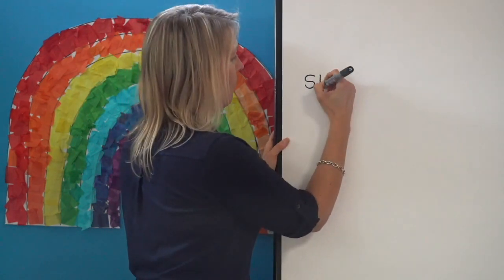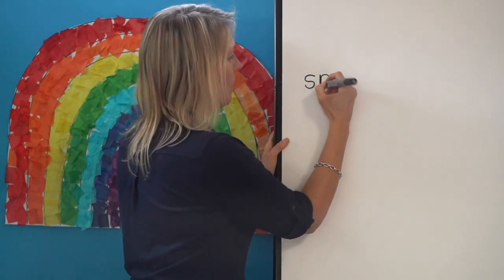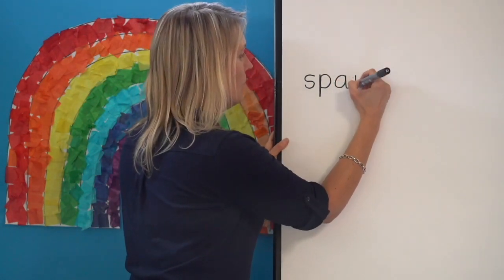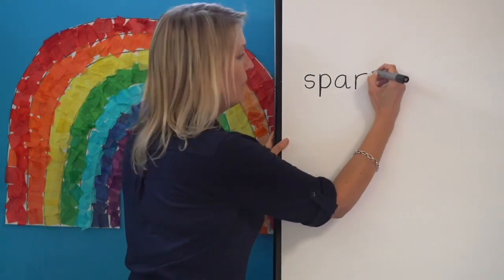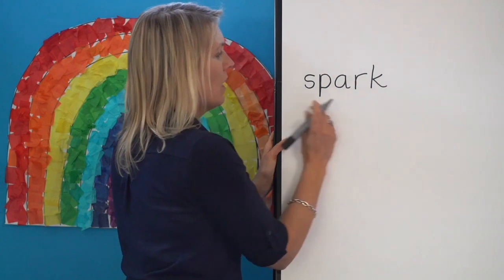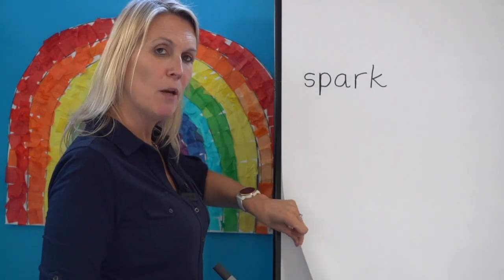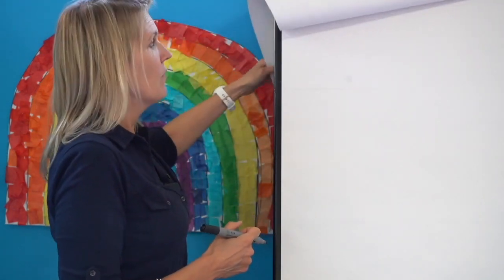S, p. Now a digraph. R, k, spark, spark. Have a good look. I'm going to hide it. There it goes. Now it's your turn. Say the word. Spark. Say the sounds. Spark. Write them down. Remember, you need 4 sounds, and don't forget that digraph.